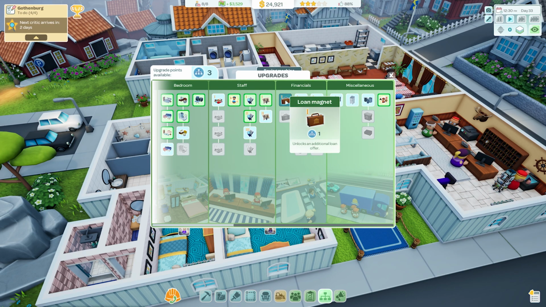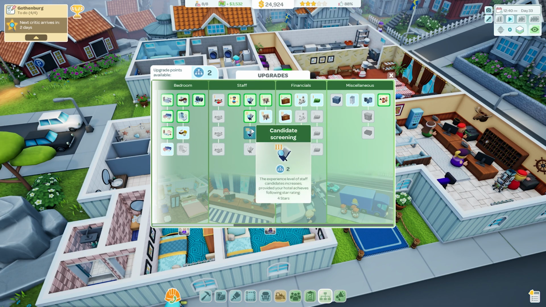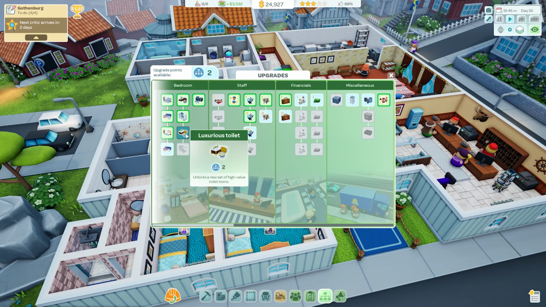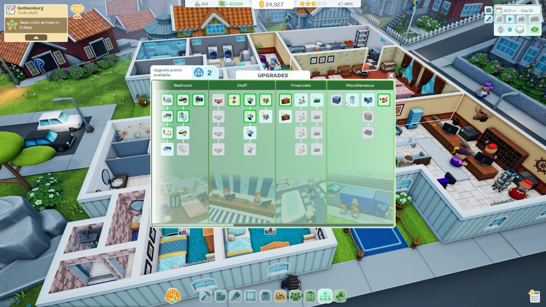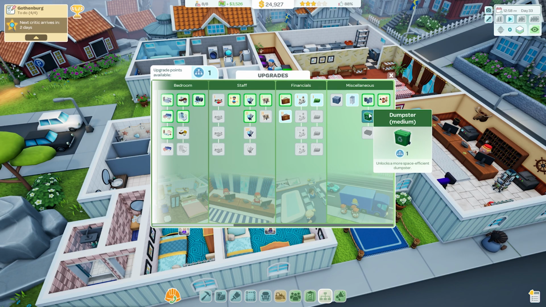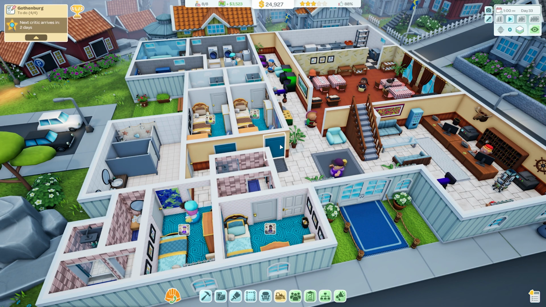It seems like loans are definitely a big thing, though we've been doing pretty good without one initially, and then just now only having one. But let's unlock the second option just in case. Luxurious toilet. We could do it. We could also do trash in style. You know what? Sure. Why not? We have the point for it. Let's do it.